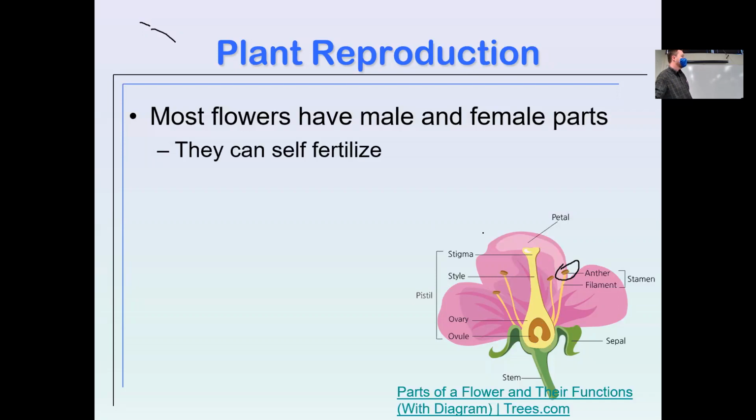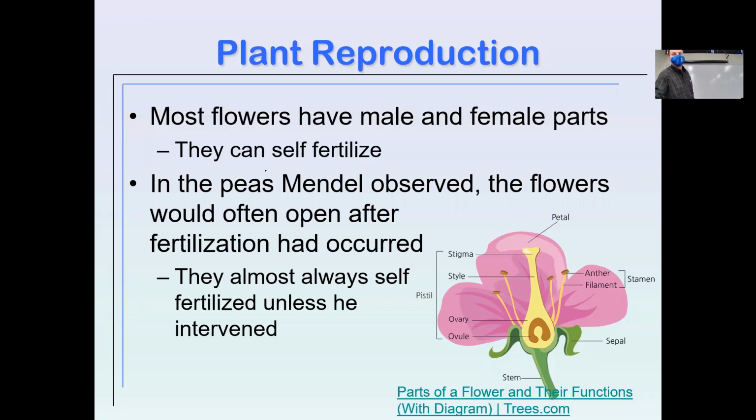Again, there are both male and female parts in most flowers of most plants, meaning they can self-fertilize. And what's important to understand here is that in the particular pea species that Mendel was observing, the flowers would often fertilize themselves before the flower would even open. Most flowers will open up and allow pollinators like bees to come in and spread the pollen around, or wind can carry in pollen from other plants, and we get crossbreeding. The peas that Mendel was working with almost exclusively would self-fertilize because they would often fertilize before the flower even opened, so they would fertilize only with pollen contained within the flower.